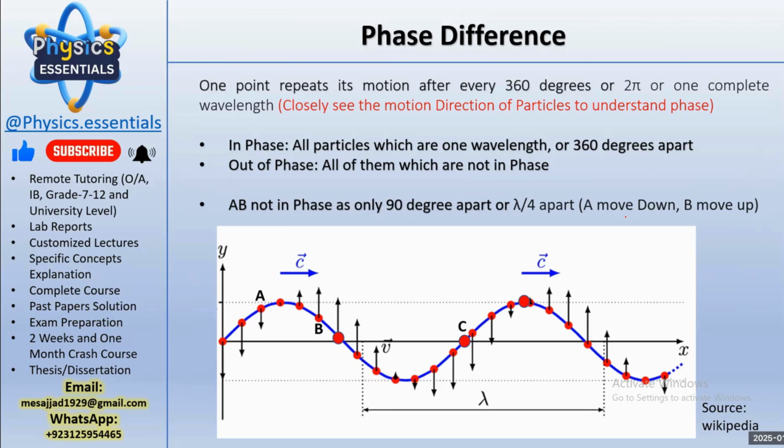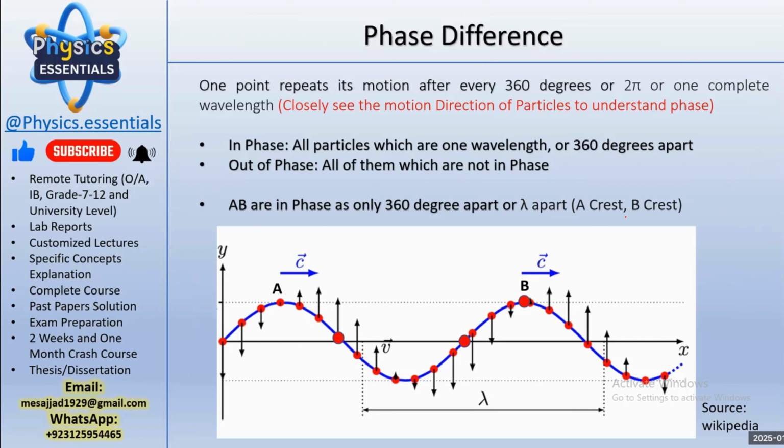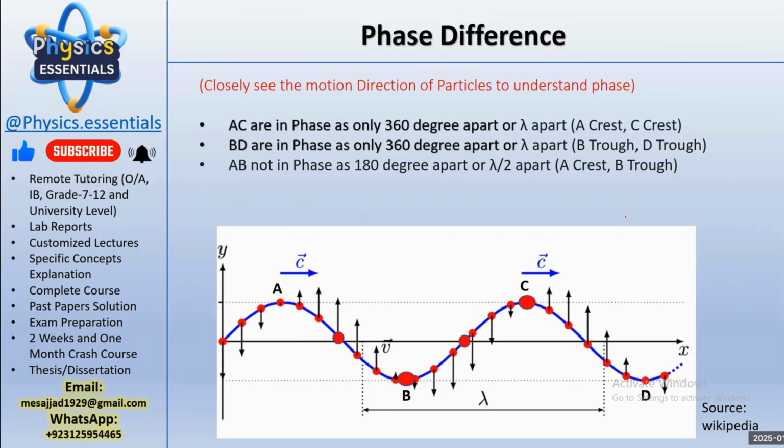Again, you can see A is moving down, B is moving up, and they don't have the phase difference of one full wave. They are only a few degrees apart, not 360 degrees apart. Similarly, A and B, they are in phase because A and B are 360 degrees apart. There is one wavelength between the 2 points. Both have maximum amplitude and both have the same direction.